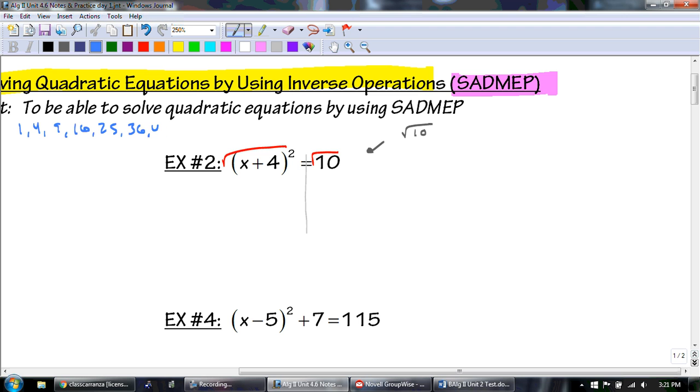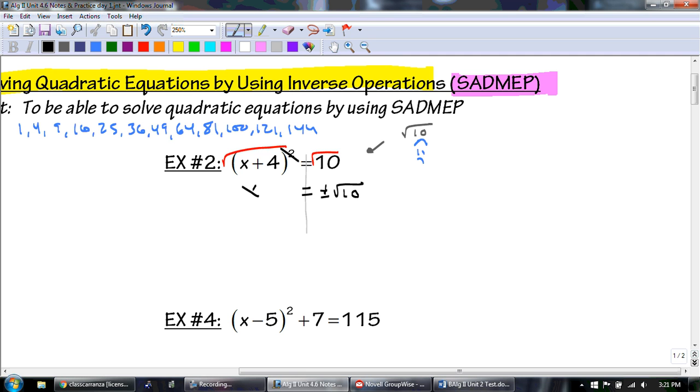Do you have all these memorized yet? I hope so. 100, 121, 144, but I can't break this down. There's nothing that breaks that down, so I would just leave that as plus or minus the square root of 10.